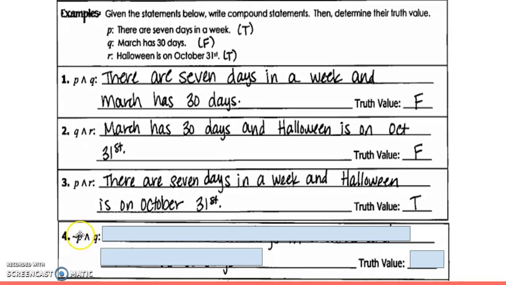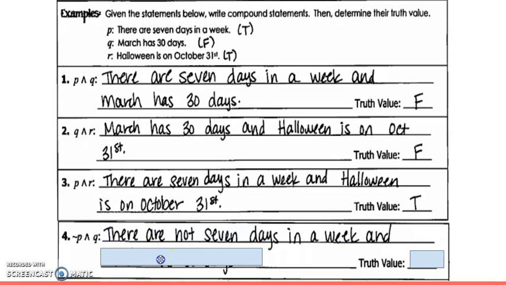Number 4, we have this not symbol in front. So we're negating P, and we have not P and Q. When we're doing not P, we're just going to put a not in our statement. So we're going to have there are not 7 days in a week and March has 30 days. Once we negate this, that means we're having the opposite truth value. So before, normal P was true, we know that not P, there are not 7 days in a week, is false. Both of these statements are false, and we need them both to be true if we want a true truth value. So our entire truth value is false.